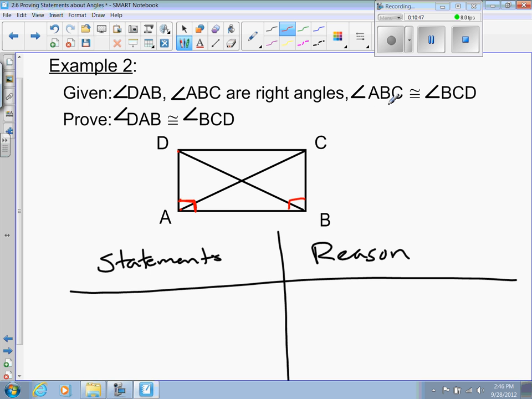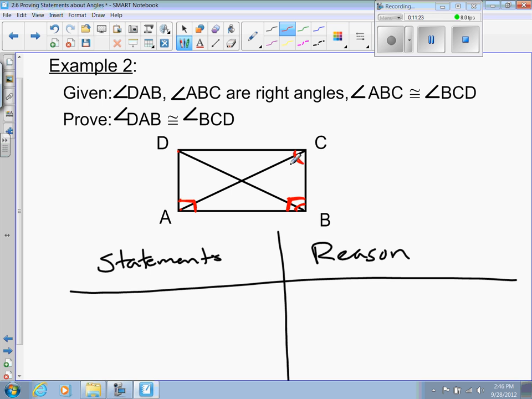And then they also say angle ABC is congruent to angle BCD. So this angle is congruent to this angle. So right now I'm thinking, well, if this is a right angle and they're congruent, that has to be a right angle too. They didn't say it, but that might be something I need to show. Let's see what they're asking me to prove now. Angle DAB is congruent to angle BCD. They want me to show that this angle is congruent to that angle.